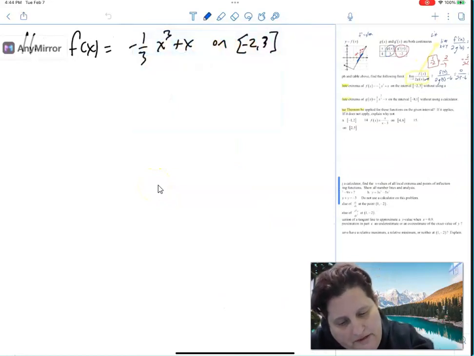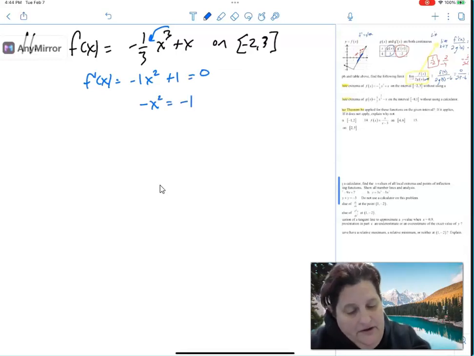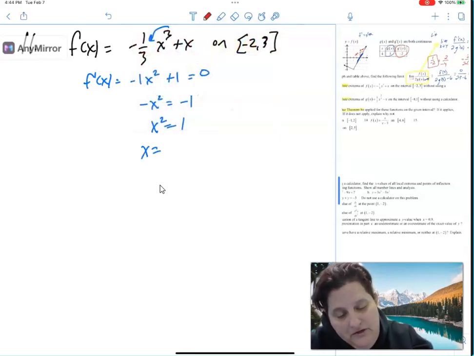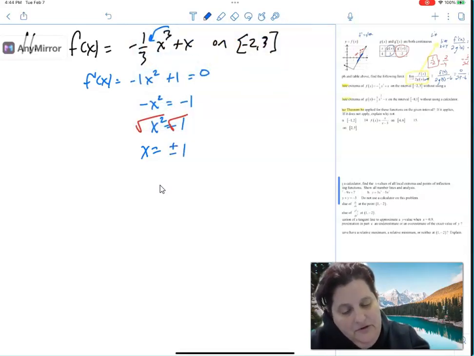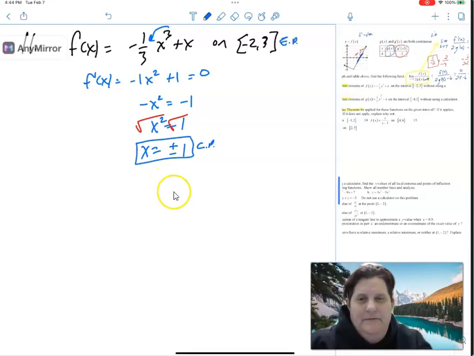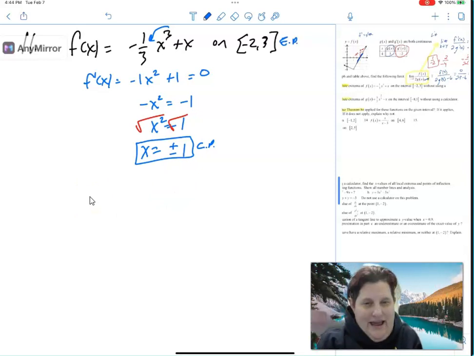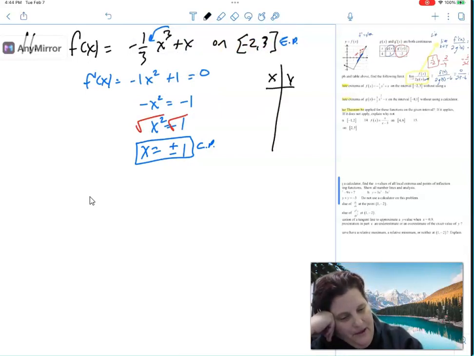Critical points: I take the derivative, bring the exponent down in front, and set that equal to 0. So negative x squared equals negative 1 when I subtract, then divide by negative 1 and square root both sides. When I square root both sides, I get plus or minus the square root of 1, which is 1. These are my critical points. These are my endpoints. And I'm going to do what's called the candidates test. I'm going to test my endpoints and my critical points.